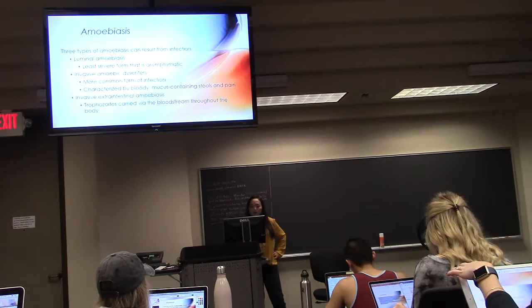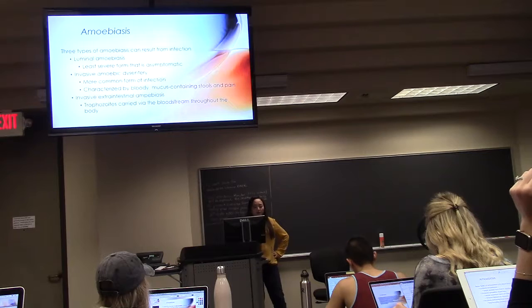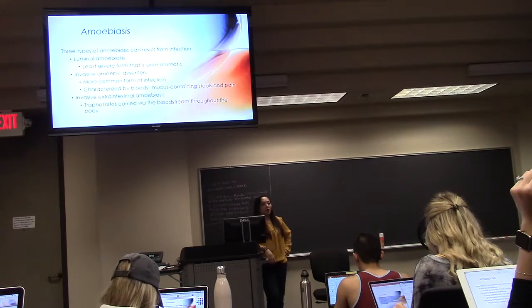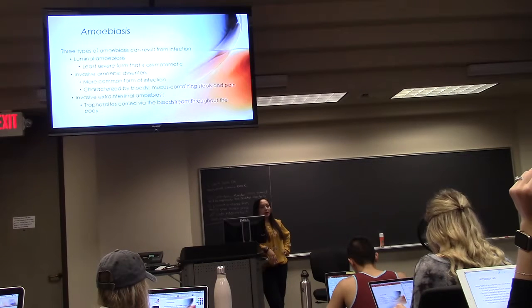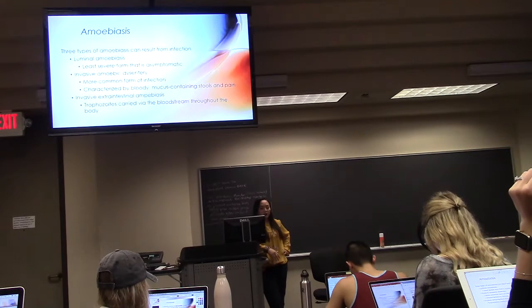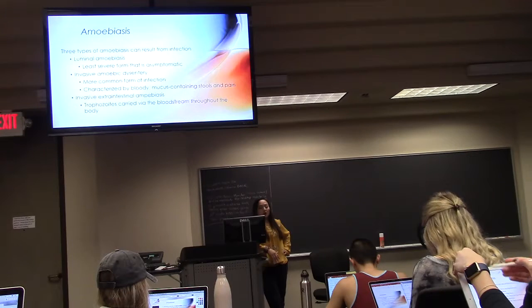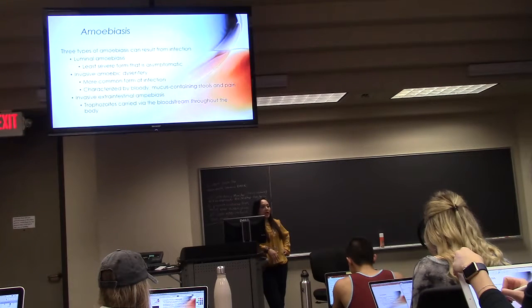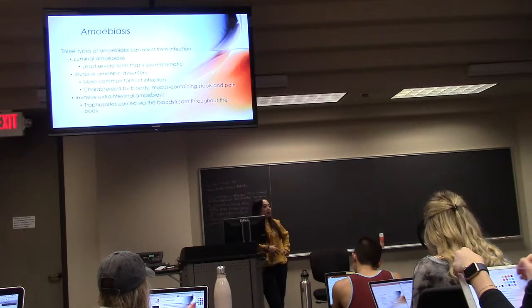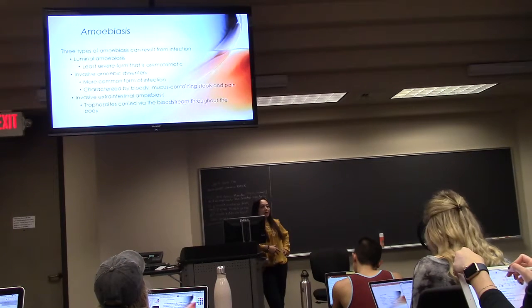the wealth. So three types of amoebiasis can result from infection. So first one is a luminal, and this is the least severe form, and usually these people are asymptomatic. And then you can have what's called invasive amoebic dysentery. This is the more common form of the infection. These people have bloody mucus-containing stools, and they will have cramps and abdominal pain.